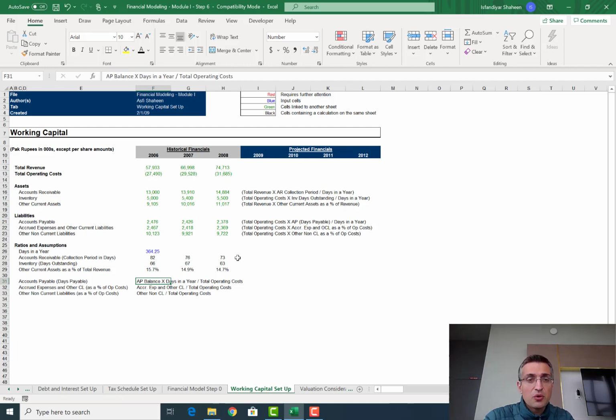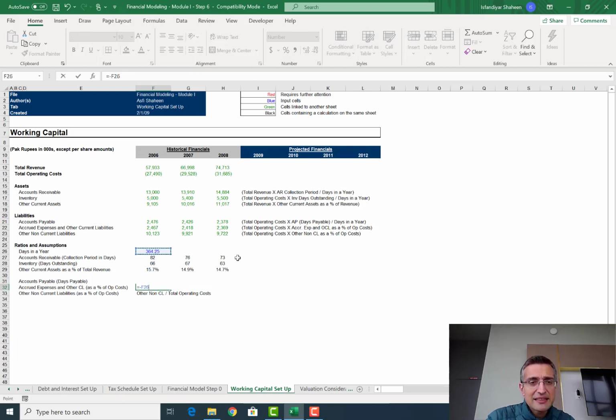Payable days we're tying to operating costs. So we're going to say that payables as a percentage of operating costs expressed in days is 33. So on average, we spend about 33 days, or about 30 days, to pay our suppliers, or to pay our employees, or to pay people who we owe costs to. And then for accrued expenses and other non-current liabilities, we will just take it as a percentage of operating costs. And back to our favorite anchoring exercise.